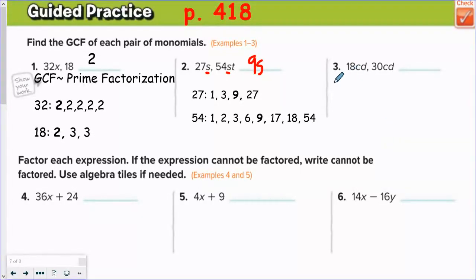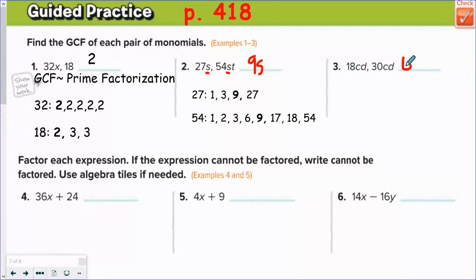Right? Numbers that 18 and 30 have in common. Well, 18 can't go into it. Half of 18 is 9. 9 can't go. 6. I can take a 6 out of both of these.